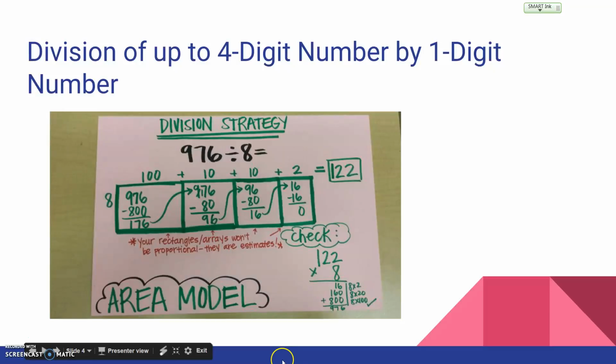And we want to use the correct terminology for division with our students. The number that we are dividing is called the dividend. The number we're dividing by is called the divisor. And the answer to a division problem is called the quotient.